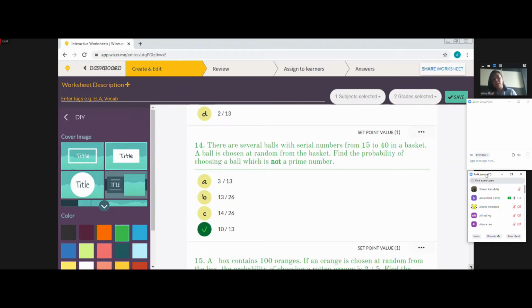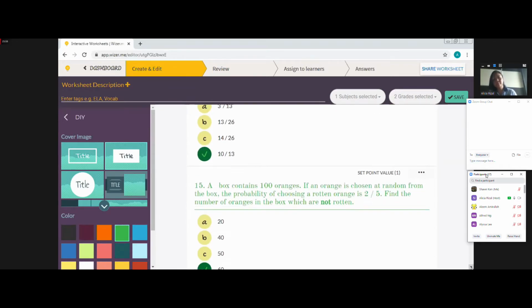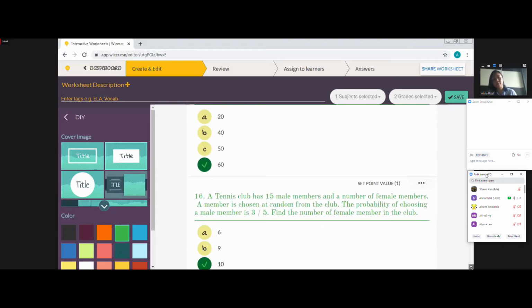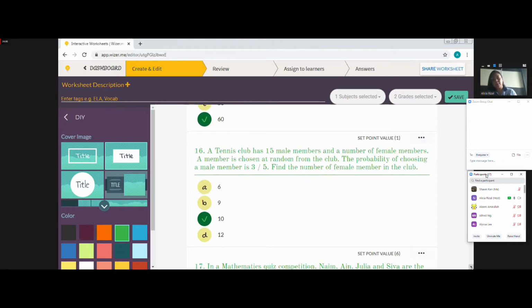Number 14 is donkey. 15 is also donkey. 16 is C.